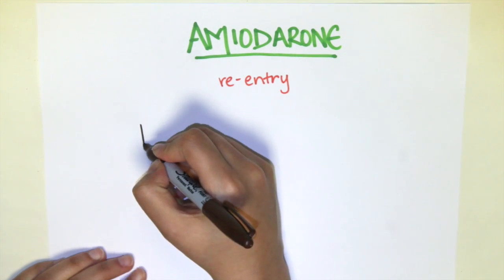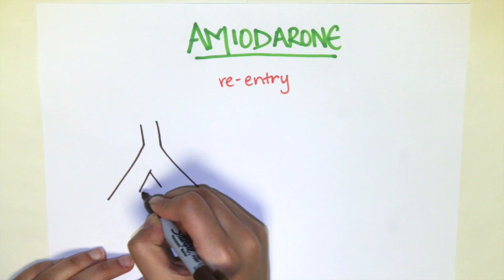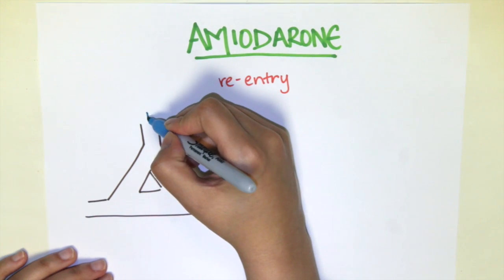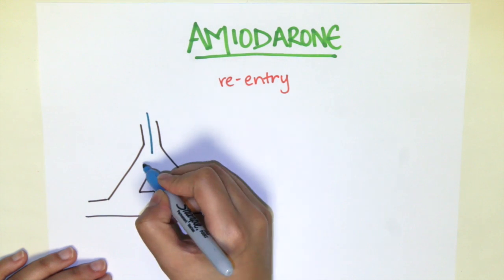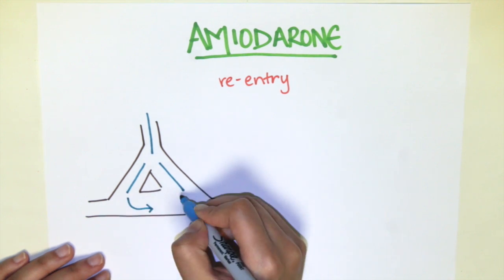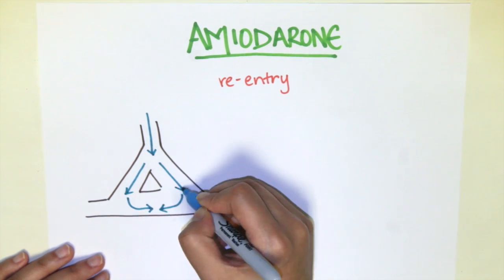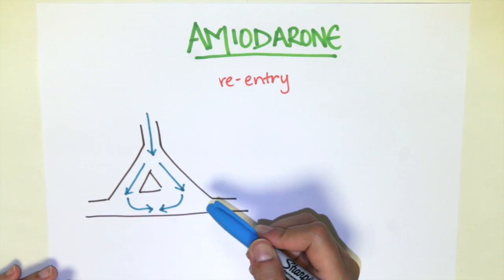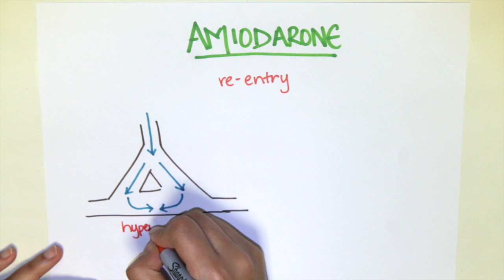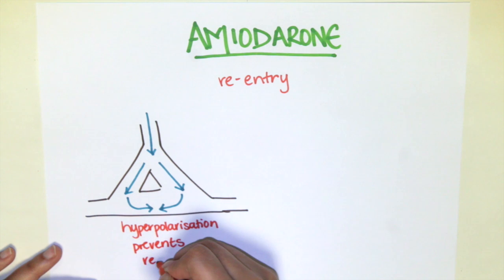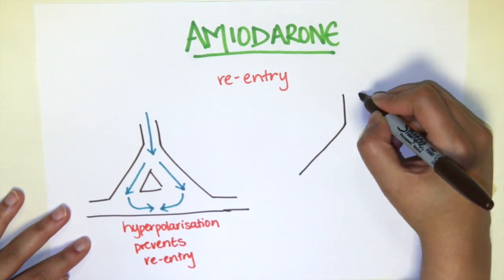Let's briefly explore what a re-entry circuit is. Normally, when an action potential conducts through cardiac tissue, it travels in one direction, and if it splits through the tissue, it splits, propagates in one direction, and then joins to become one again. What stops the action potential going backwards is, as we discussed earlier, hyperpolarization, or the refractory phase, preventing any new action potentials taking place.